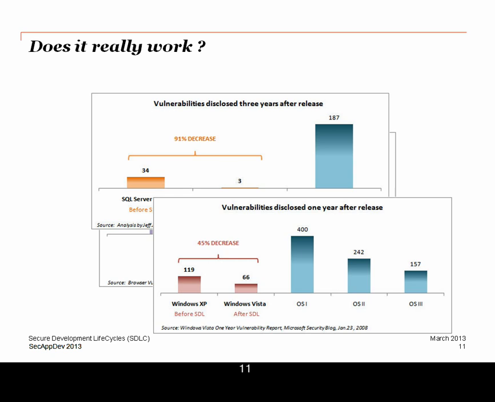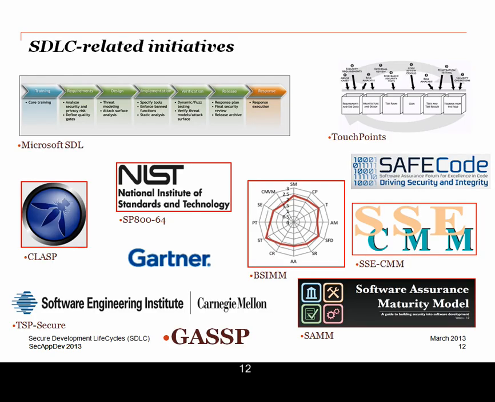Okay, since the memo of Bill Gates and other initiatives, there are a lot of initiatives that have been started. There are a few of them on the slide. There's more than this, but I think these capture the most important ones. So there are different categories of SDLC initiatives as well. The first one is the process models: Microsoft SDL, CLASP, the NIST one, Touchpoint. These are all process models. They describe what the process should look like.